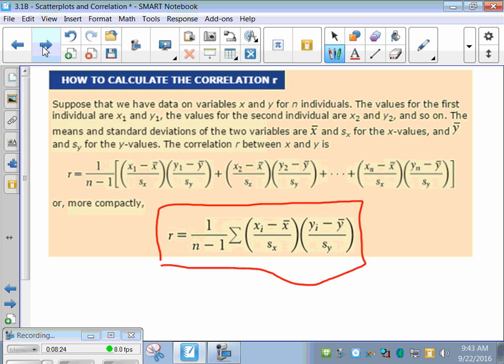So R is equal to 1 over n minus 1. So R being the correlation, n being the number of data points. Okay, then we've got the sum. We're adding every single time the value minus the mean divided by the standard deviation. The only difference is here we've got two variables, x and y. And we have to multiply each one together. So the points that go together, multiply, and then you add between them. We'll do one of these.